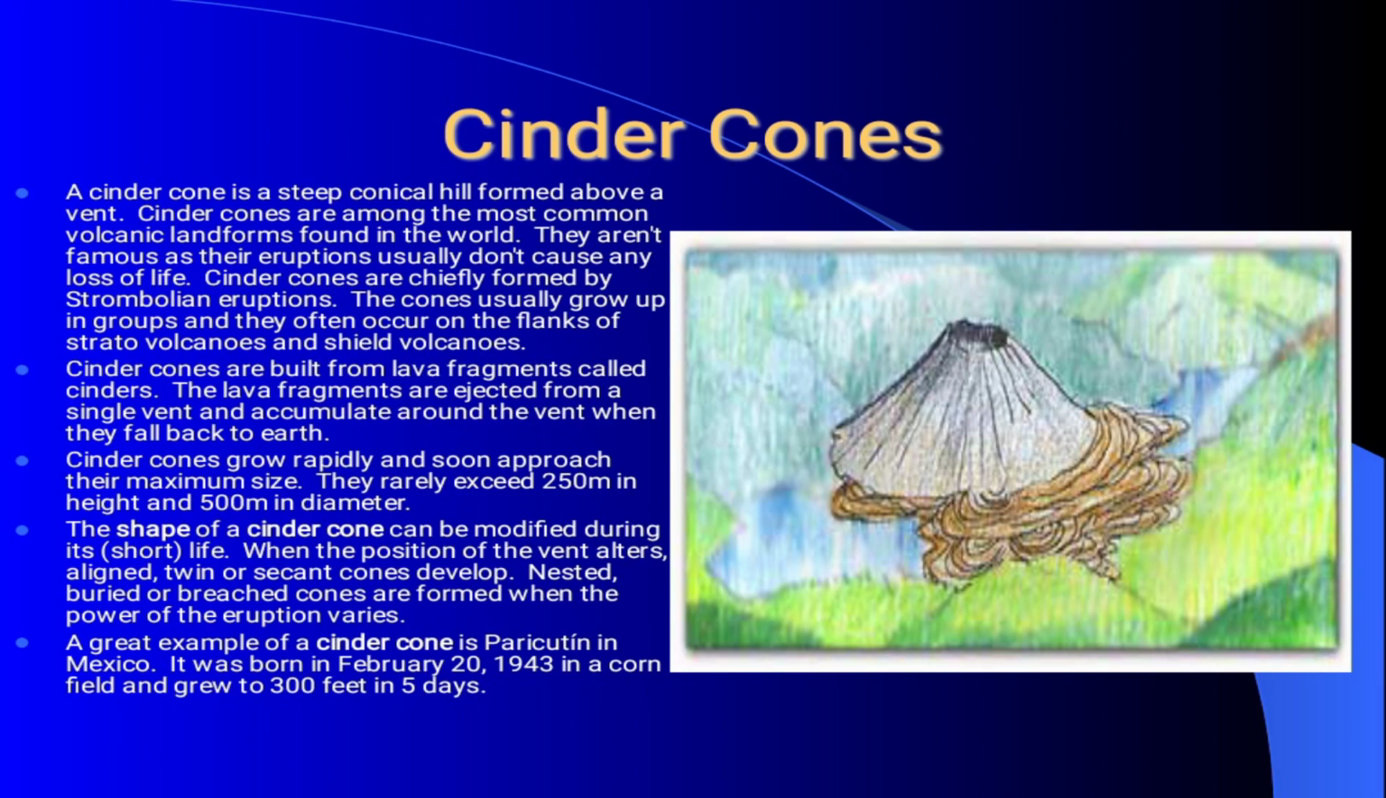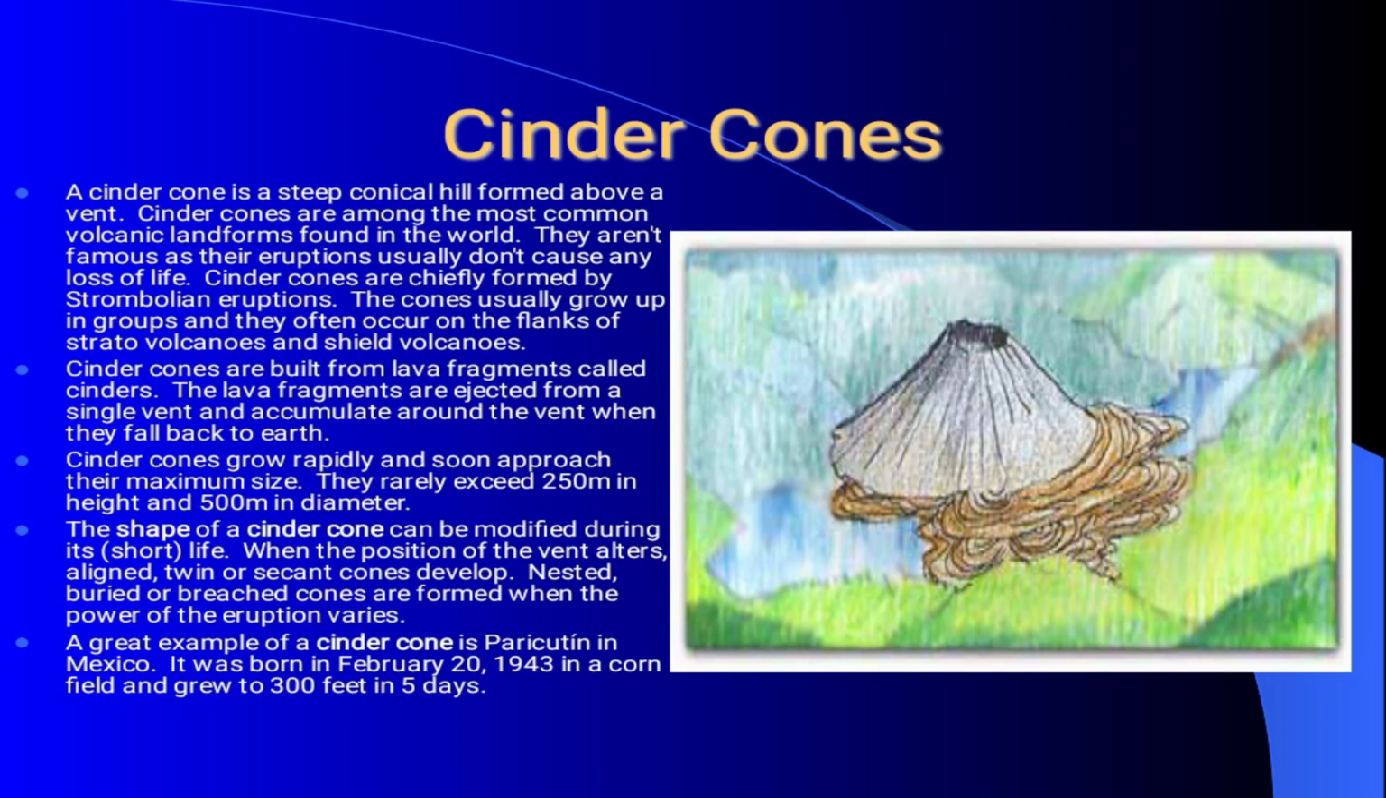Next one is the cinder cone, which is also called an ash cone. Ash and cinder cones are built where eruptions are of the explosive type with a predominance of pyroclastic material. Growth of an ash or cinder cone begins around the crater. Ash and cinder cones seldom attain heights in excess of a few hundred meters.